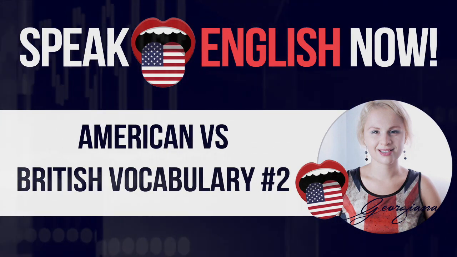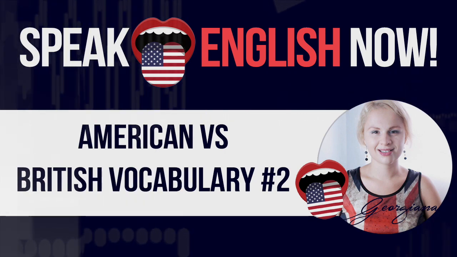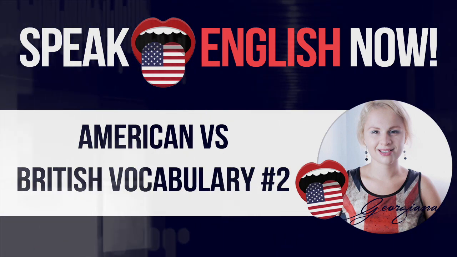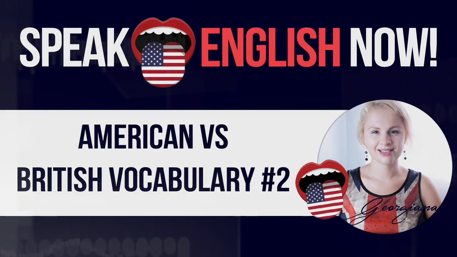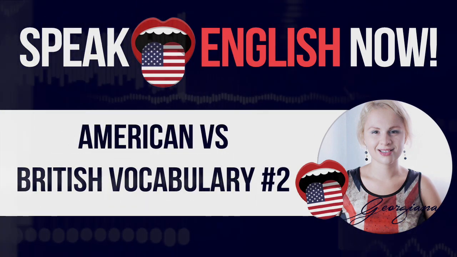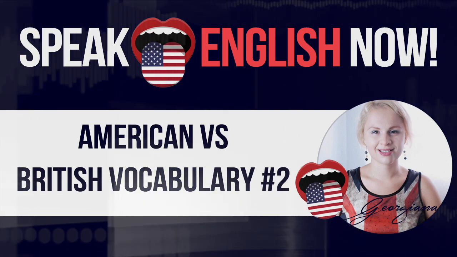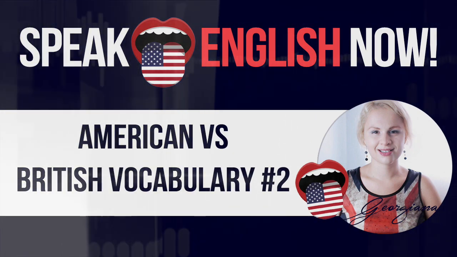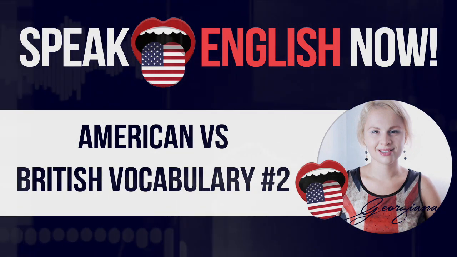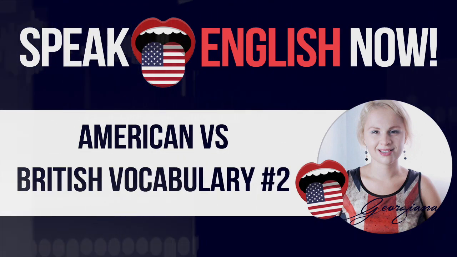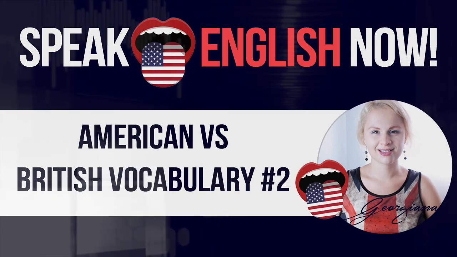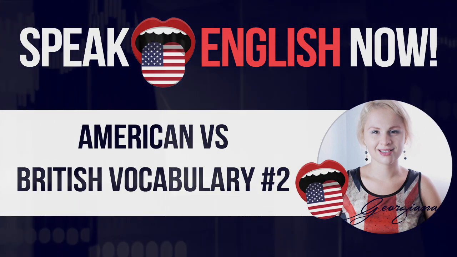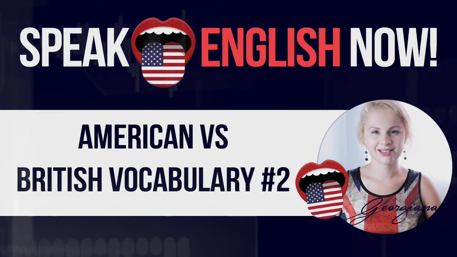Let's continue. After washing the dishes, we use a dish towel to dry the dishes. Can you guess which word is used in British English? That's right. People call it tea towel or tea cloth in the UK. So in American, we call it dish towel, and in British, tea towel or tea cloth.